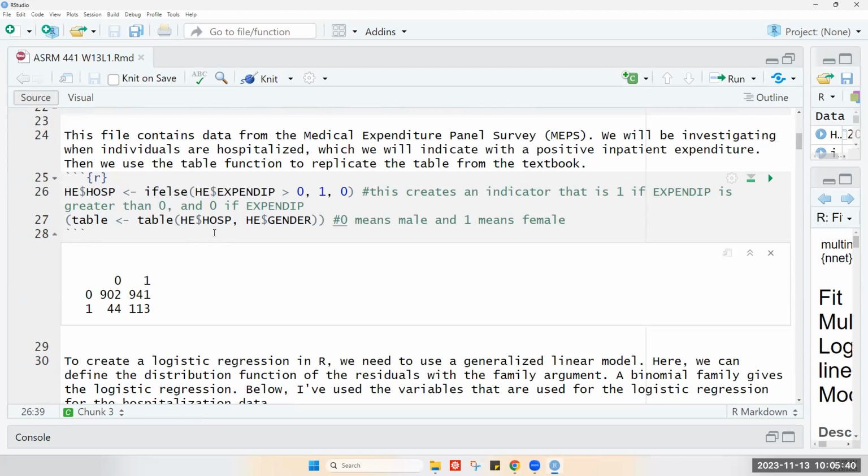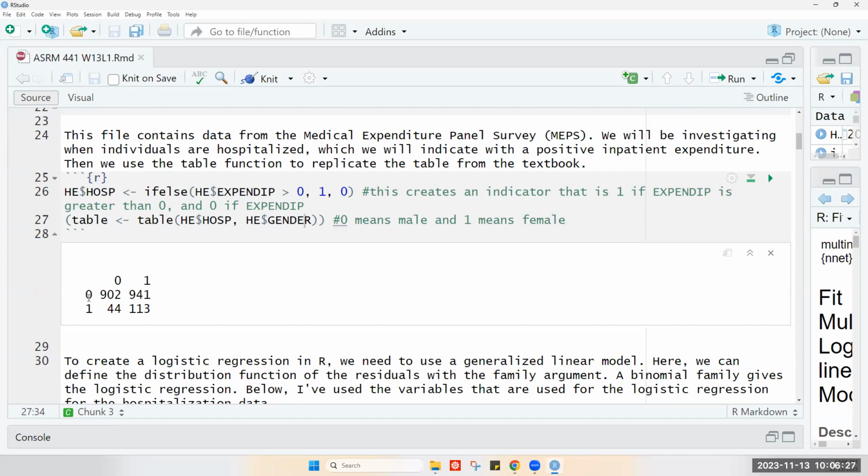Table function simply just creates a table of the counts for each one of these pieces in the range. So there's only 2 options. Either there is a hospitalization or there is not a hospitalization. And then on the other axis, we have gender. So here 0 means male and 1 means female. Based off this table, it's not labeled, so you can't 100% tell right off the bat what each axis is, but the top axis is the gender, and this vertical axis is the hospitalization.